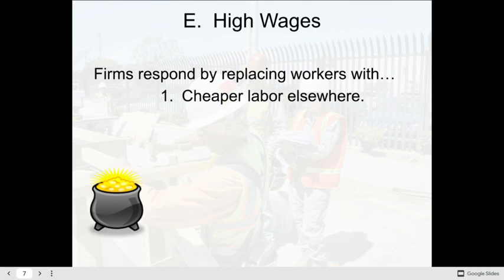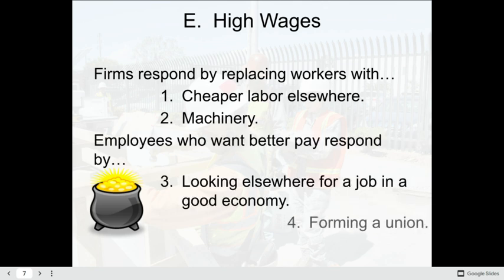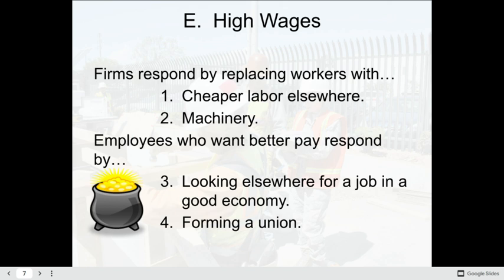The main reason why pay exists is because of the interaction of supply and demand. And that's what can explain high wages. High wages are the result of either the supply being low or the demand being high.